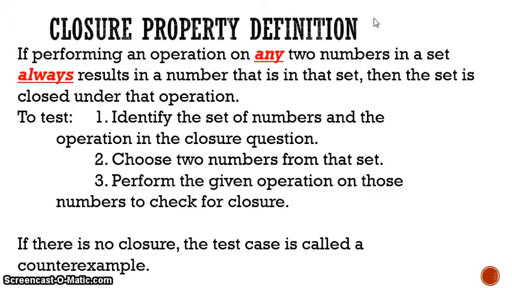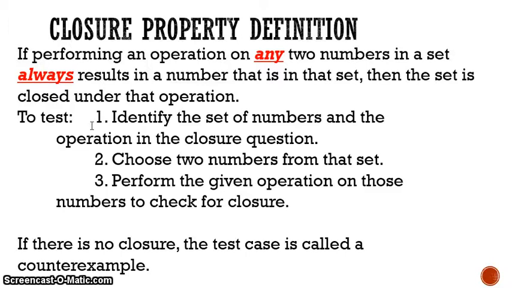I'm going to see exactly how it works when we do an example, but take a note of these two words, any and always. They're very important because this operation has to be able to be performed on any two numbers in that set, and it always has to result in the number that is in that set. So if that happens, then the set is closed under that operation. If it doesn't happen, look at the bottom here. If there is no closure, the test case will be called a counterexample.